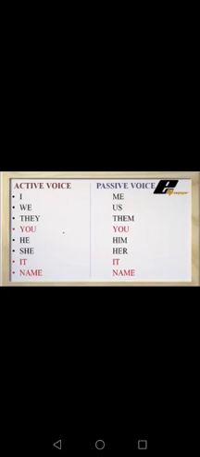Next, while converting active voice into passive voice, there are certain changes in the subject you have to keep in your mind. I will change into me, we will change into us, they will change into them, you will remain you, he will change into him, she will change into her, it will remain it, and names will remain the same. Here the red color subjects will not change from active to passive. Understood?